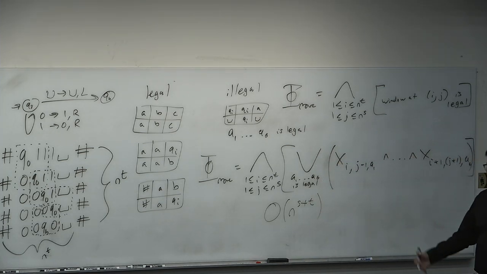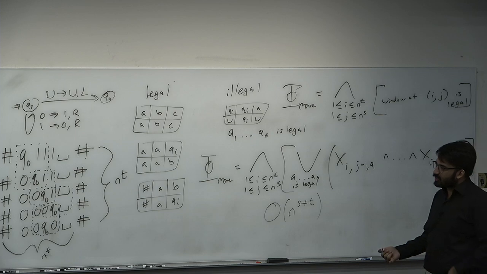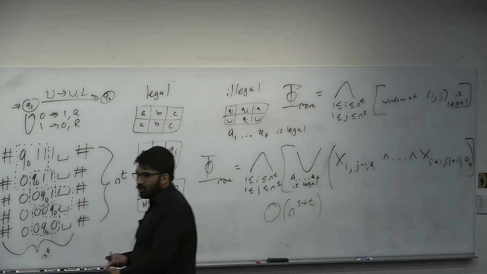So we constructed the formula out of four parts, right? The formula is the cell, the start, the move, and the accept. Any questions on this?